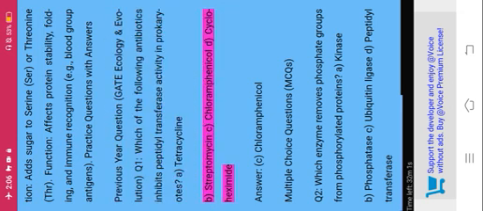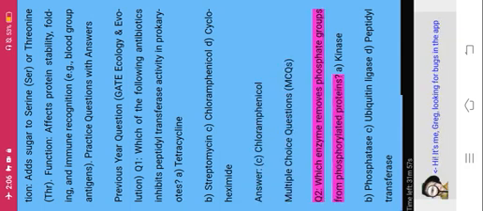Practice questions with answers. Previous year question, CSIR Ecology and Evolution. Q1: Which of the following antibiotics inhibits peptidyltransferase activity in prokaryotes? A. Tetracycline. B. Streptomycin. C. Chloramphenicol. D. Cycloheximide. Answer: C. Chloramphenicol. Multiple choice questions (MCQs).